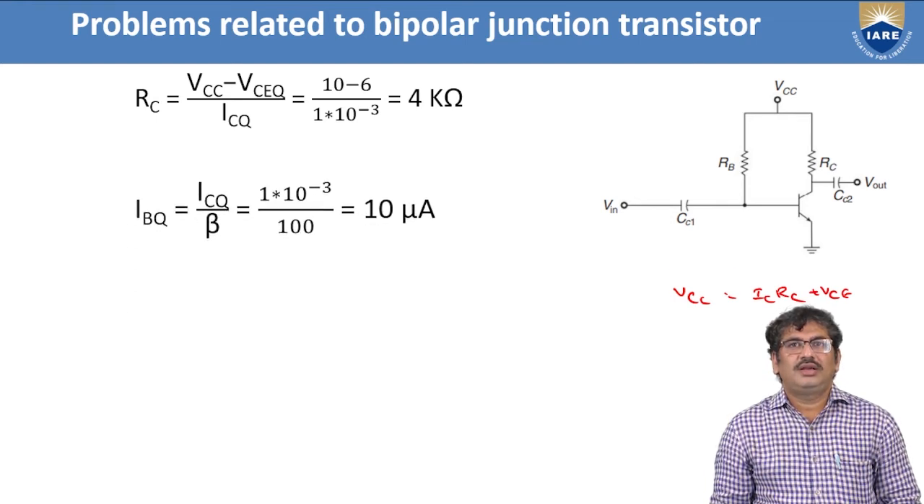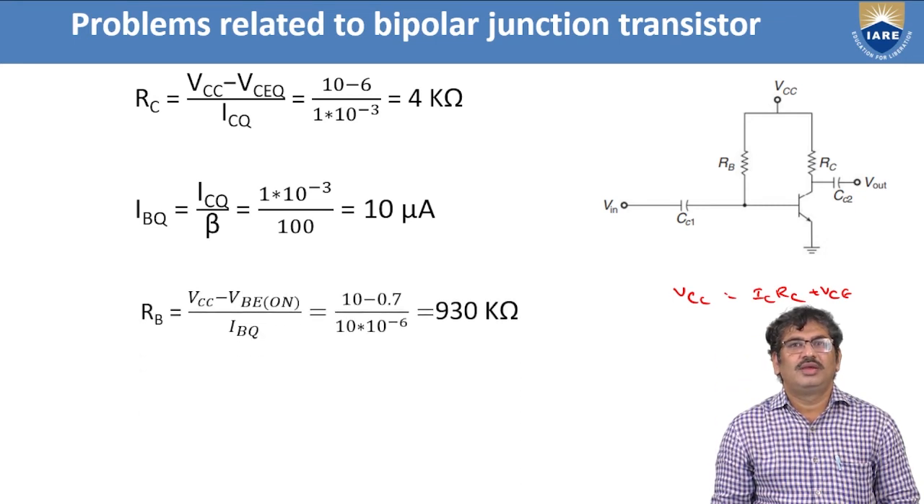Once the collector current ICQ is estimated, the optimal base current IBQ is equivalent to ICQ divided by beta. Upon substituting ICQ as 1 milliampere, that is 1 into 10 power minus 3, divided by the given beta equivalent to 100, we will get IBQ is equivalent to 10 microamperes.